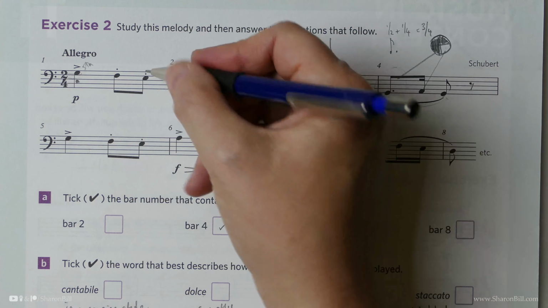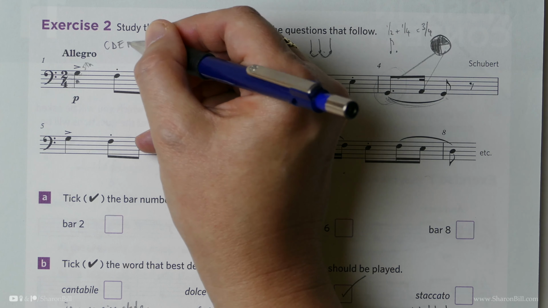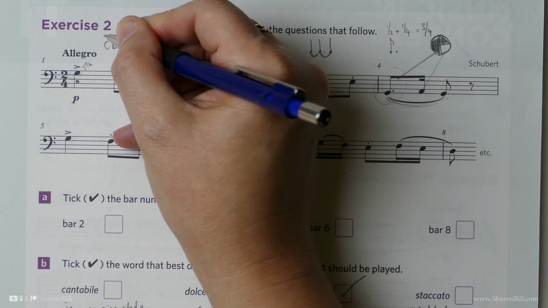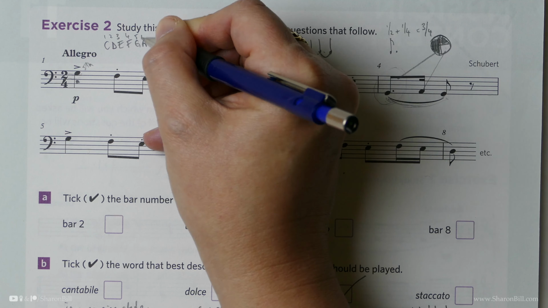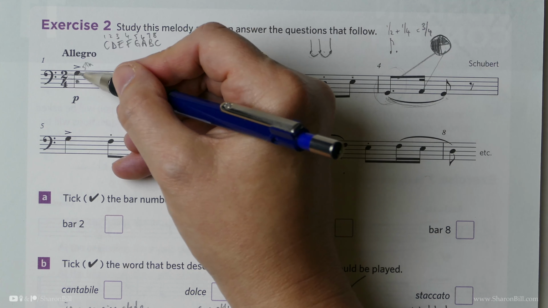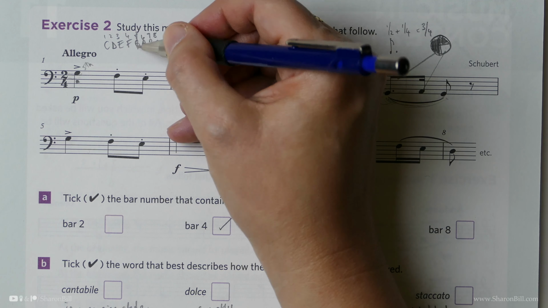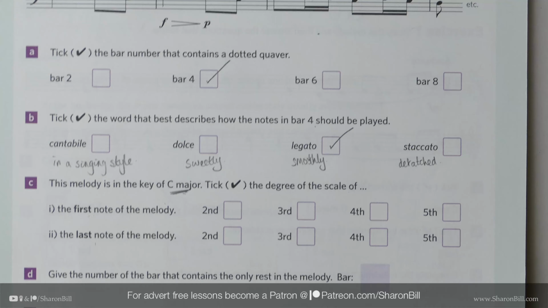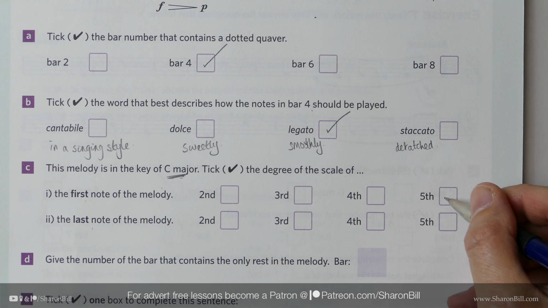However, if you want to be extra sure, you can write out the steps of the scale, and then you can just number those 1, 2, 3. These are the degrees of the scale. And we know that this is a G, all cows eat grass, and we can see that indeed G is the fifth, and so we know that we're correct. So now we can answer that fully confident that we're correct. So the first note of the melody is a fifth.